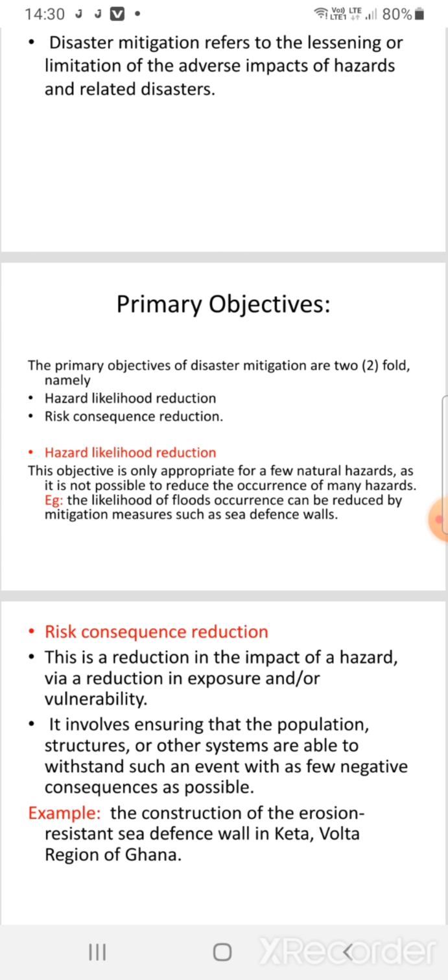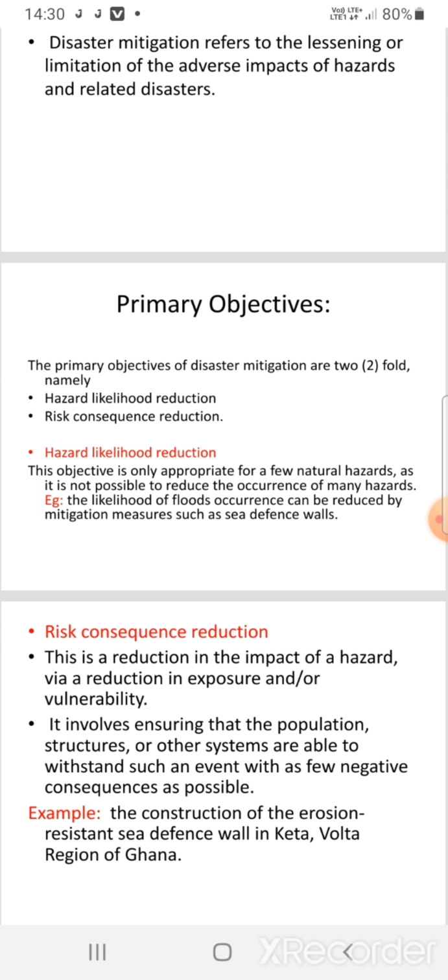Now, that is a kind of hazard likelihood reduction. Actually, the flood is controlled, but the water level will increase. The event is actually occurring in nature, but the hazard likelihood is reduced by defense walls. Now, this is happening in our AC road construction also.